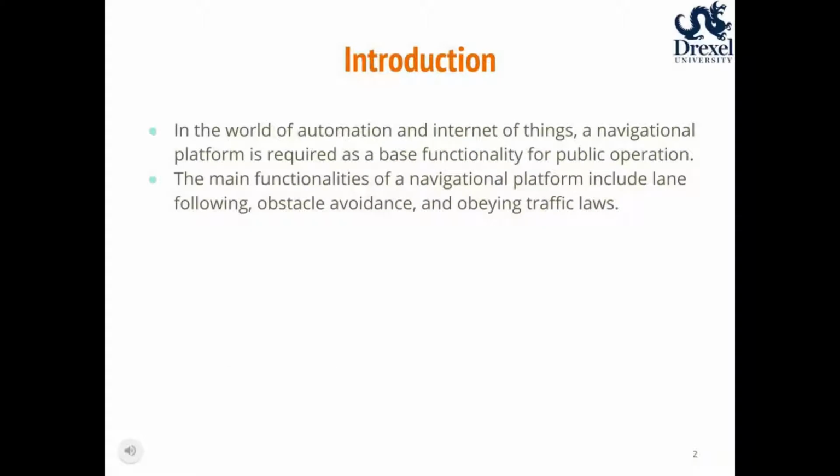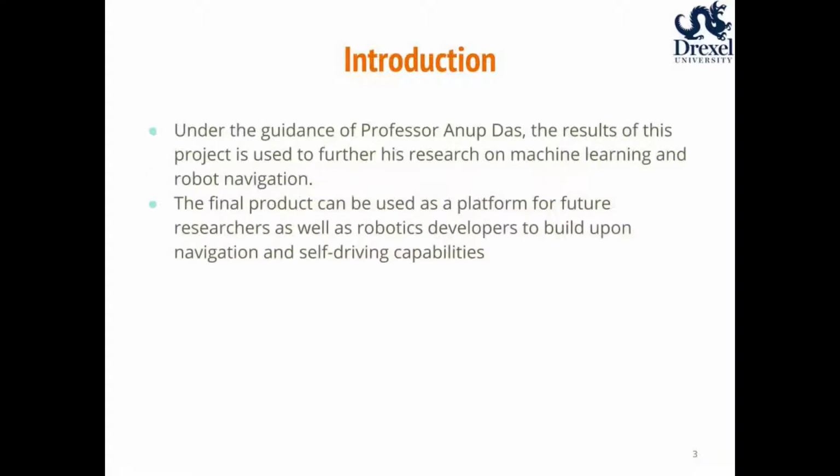In the world of automation and Internet of Things, a navigational platform is required as a base functionality for public operation. The main functionalities of a navigational platform include lane following, obstacle avoidance, and obeying traffic laws. Under the guidance of Professor Amnitas, the results of this project are used to further his research on machine learning and robot navigation. The final product can be used as a platform for future researchers as well as robotics developers to build upon navigation and self-driving capabilities.